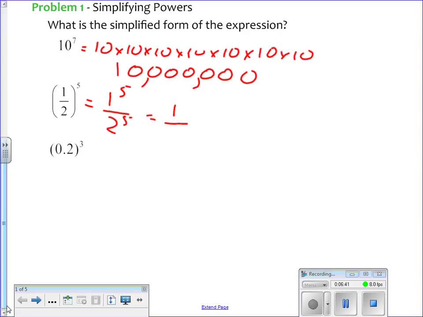Powers of 2, count by 2s. 2, 4, 8, 16, 32. Powers of 2 are real common. 2 times 2 is 4. 4 times 2 is 8. 8 times 2 is 16. 16 times 2 is 32. Okay. Powers of 2 are a big deal.